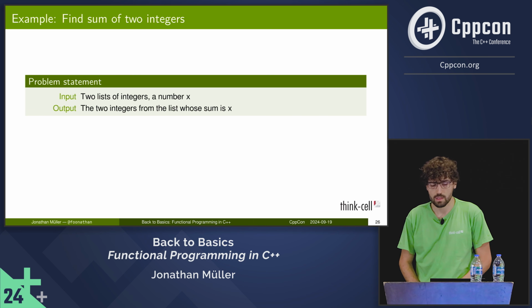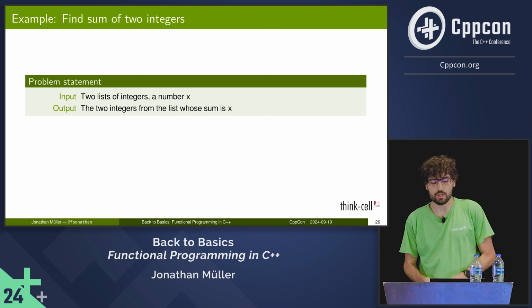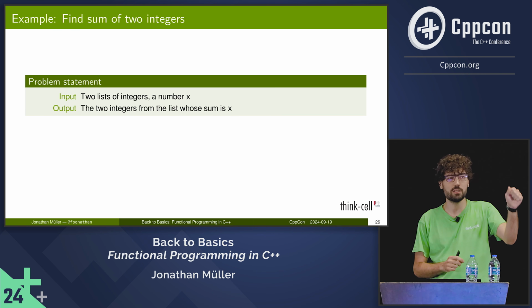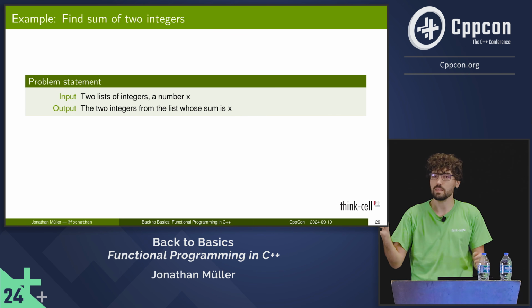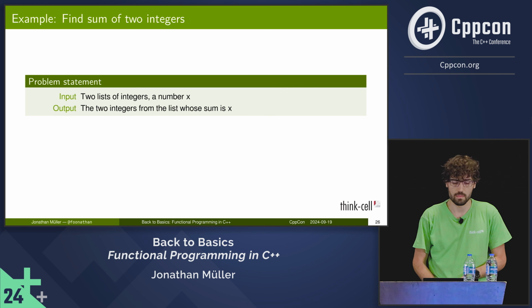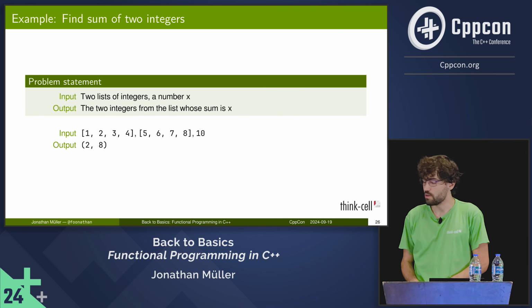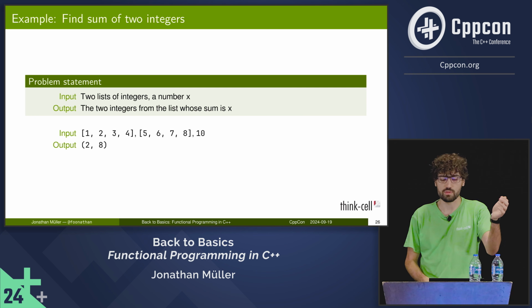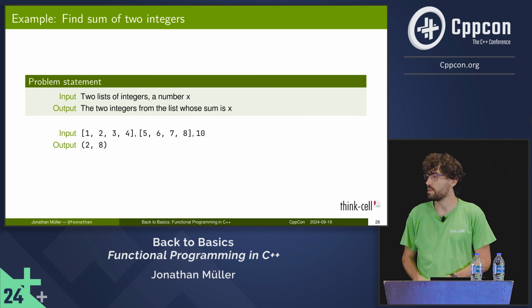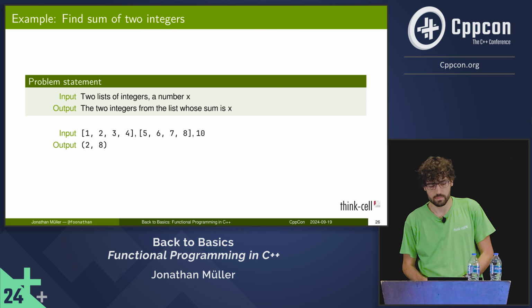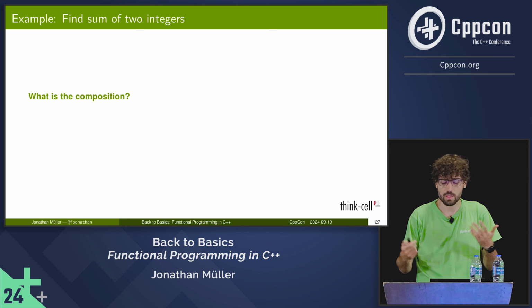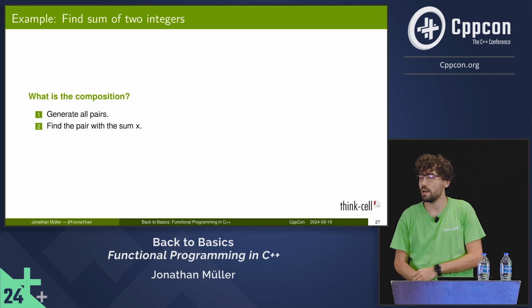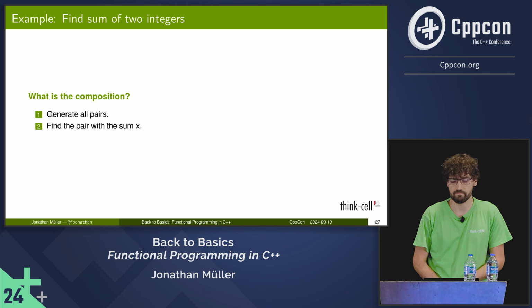Okay. So look at the next problem. We've got two lists of integers and a number x, and we want to find one integer from the first list and one integer from the second list whose sum is x. So for example, if that was our list, and we want to find the sum 10, then the output would be the pair 2, 8: 2 from the first list, 8 from the second, and together they sum to 10. And again, what is the composition here? We generate all the pairs, and then we find the one whose sum is x.